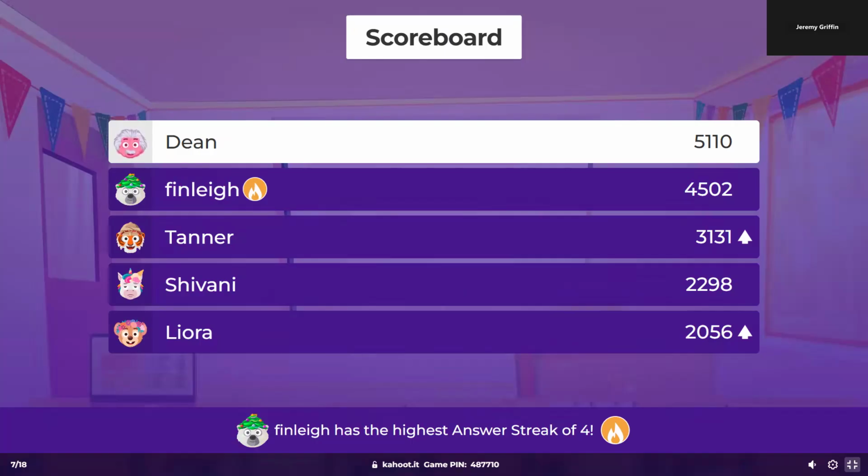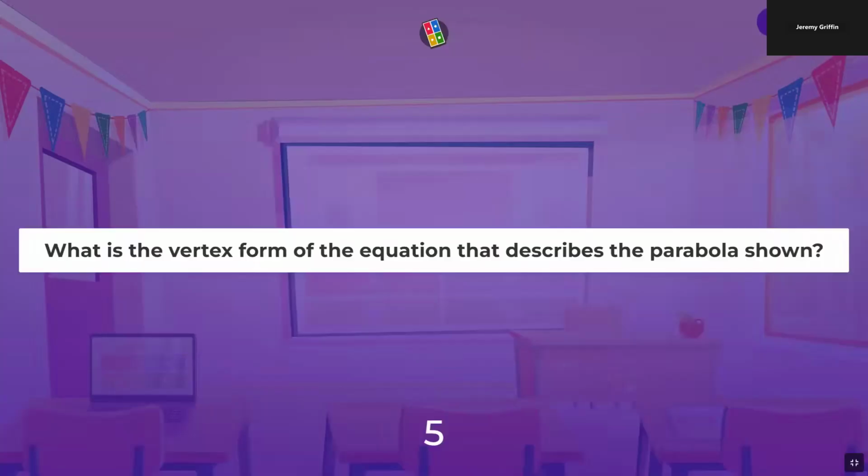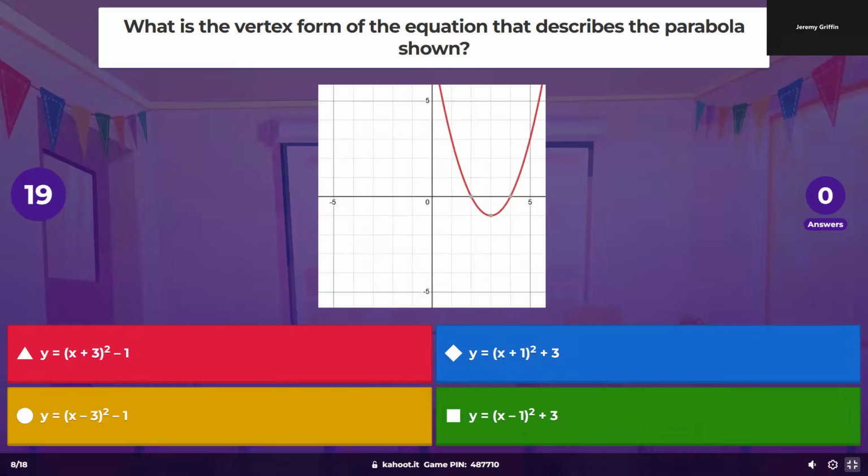Nora, Shivani, Tanner, Finley, Dean. What's the vertex form of the equation that describes the parabola shown? Vertex form. That looks like a classic parabola. Shifted right 3 down 1. How do you go right 3 down 1? I got it. Right 3 down 1.